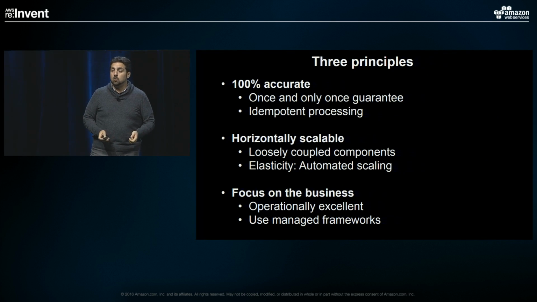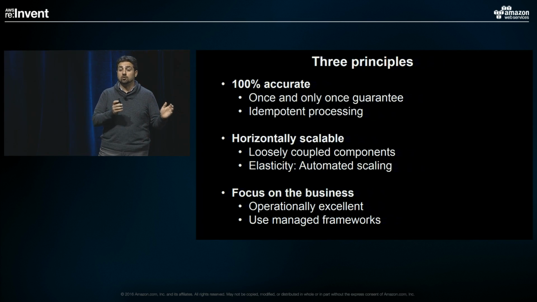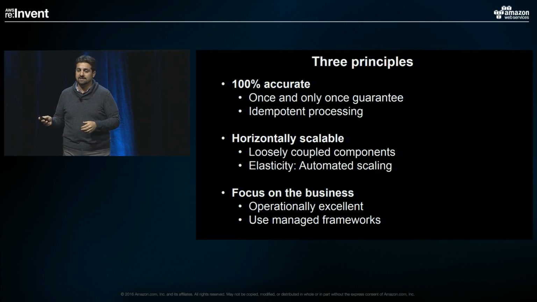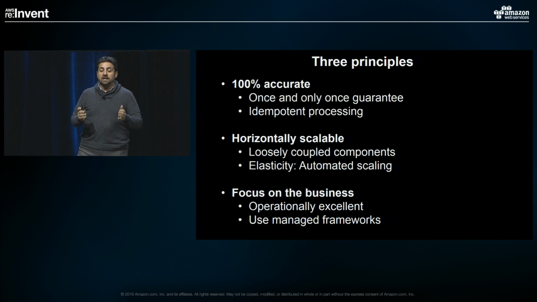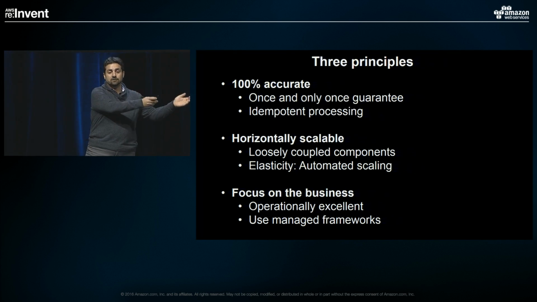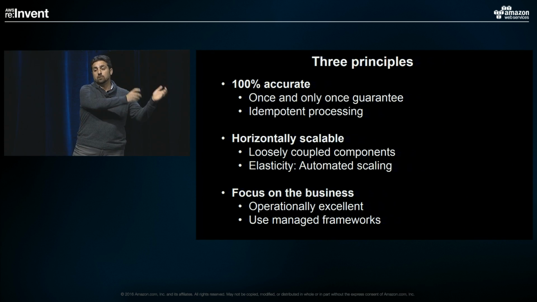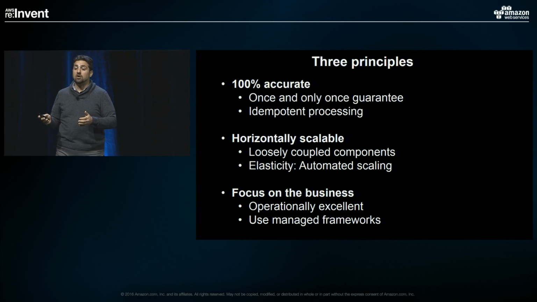The number 1 will be that we need to be 100% accurate. We don't want to under-provision or over-provision lights. And in order to do this, we need to have once and only once guarantee, meaning that any message that we get from the light sockets will be processed only once. It will not be duplicated or dropped. And another thing that we would want to accomplish in this architecture is that we want idempotent processing, meaning that any message that we get from these light sockets will be processed the same way anytime that we process the message.